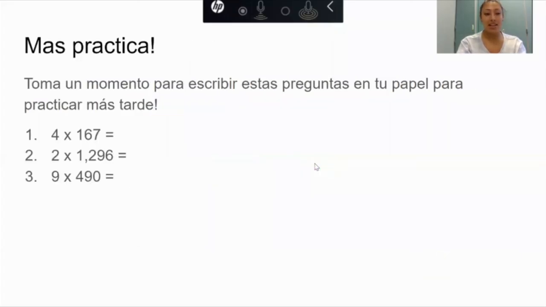Aquí hay más práctica. Toma un momento para escribir estas preguntas en tu papel para practicarlos más tarde. 4 multiplicado por 167. 2 multiplicado por 1296 y 9 multiplicado por 490. ¿Están listos? Pueden decir listos cuando están listos para seguir. Perfecto.